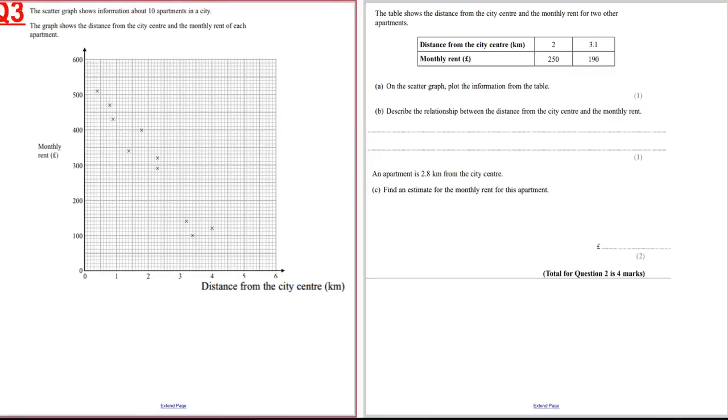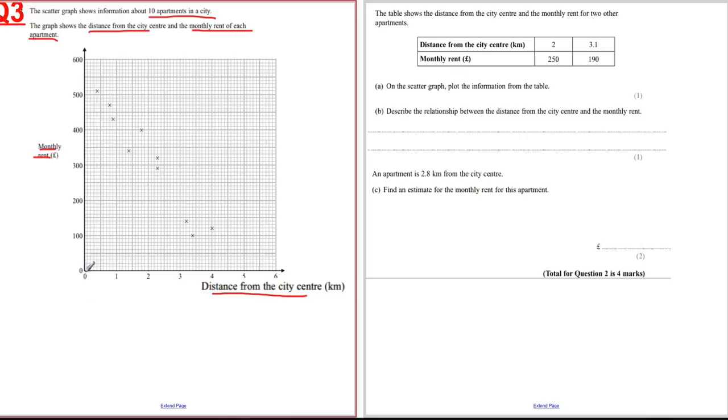Okay, this question says the scatter graph shows the information about 10 apartments in the city. It shows the distance from the city centre and the monthly rent of each apartment. So the distance along here, the monthly rent.